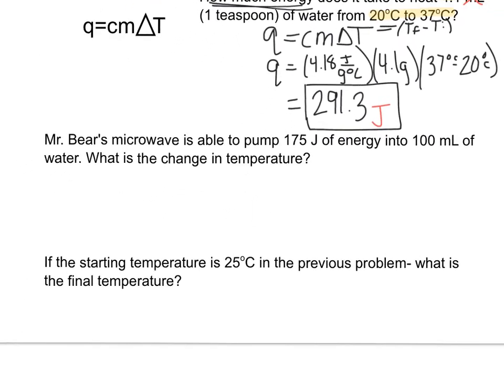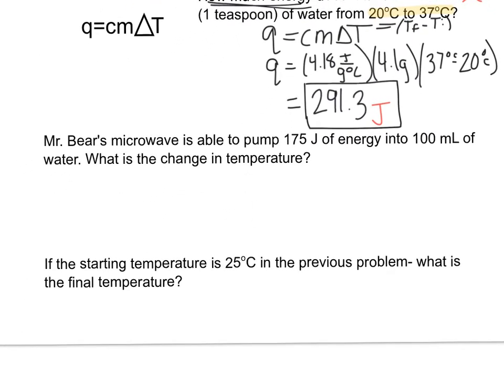Second question says, this one's going to be a little more complicated. It says Mr. Bear's microwave is able to pump in 175 joules of energy into a 100 milliliter glass of water. What is the change in temperature? So remember, change in temperature is represented by delta T. So we're going to be looking for the whole value of delta T. In the second part of the problem, it will give us our starting temperature, and we're going to look for our final temperature. So we'll do that in step 2.